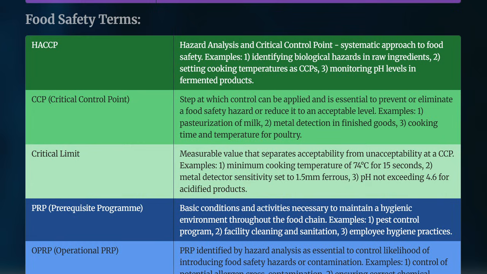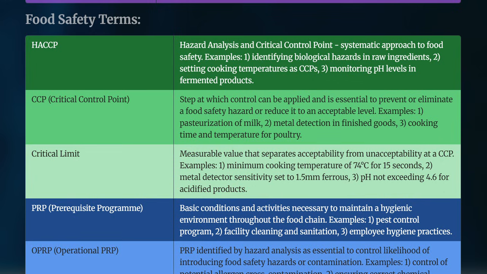Critical limits in our context means a measurable value that separates acceptability from unacceptability at a CCP. Examples of critical limits: a minimum cooking temperature of 74 degrees Celsius for 15 seconds, or a metal detector sensitivity set to 1.5 millimeter ferrous, or pH not exceeding 4.6 for acidified products. Those are all considered critical limits.